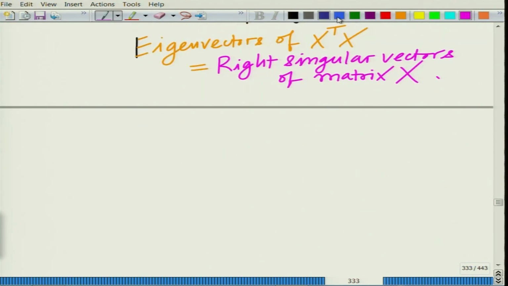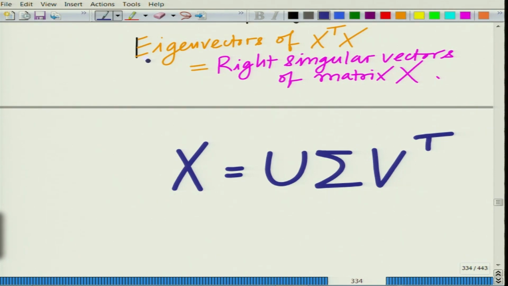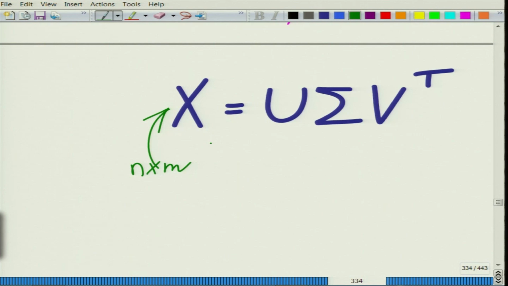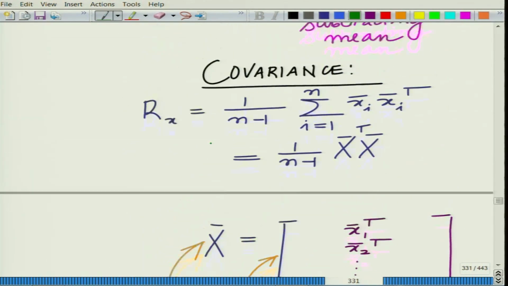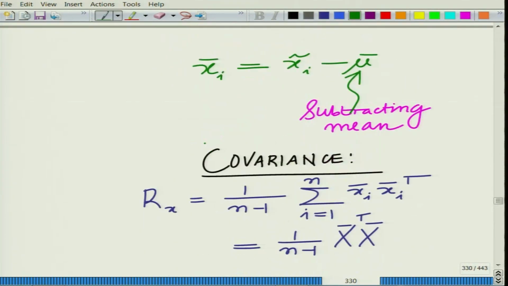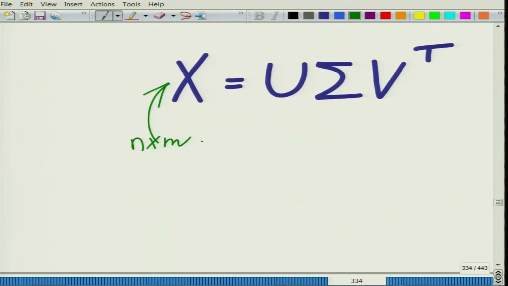So, instead of looking at the eigenvalue decomposition of X transpose X, I can take the matrix X and look at the singular value decomposition of X. So, without considering X transpose X, I can consider X equals U sigma V transpose, that is, I can directly look at the singular value decomposition of the data matrix X. Recall this is your n cross m matrix.